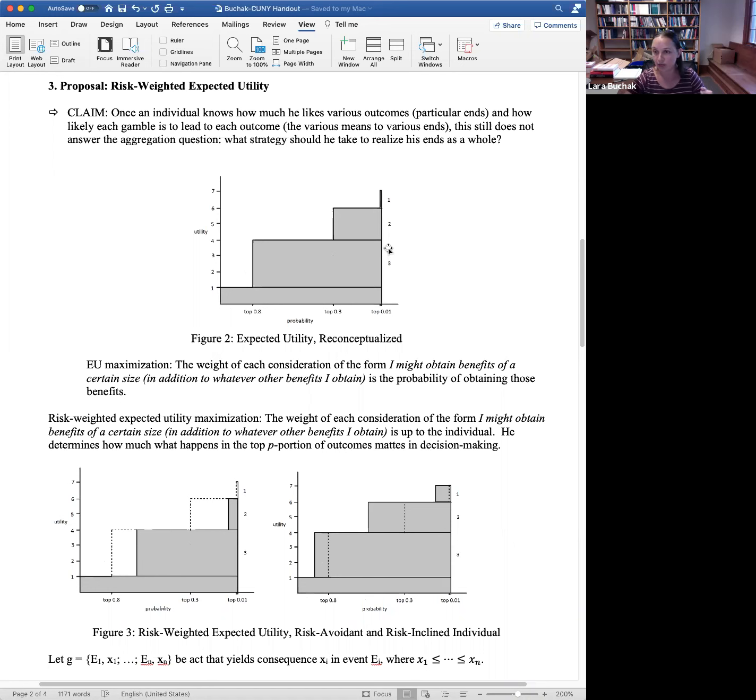In other words, in the top 80% of states, you'll get an additional utility value of 3. In the top 30% of states, you'll get beyond that an additional utility value of 2. And finally, in the top 1% of states, you'll get an additional utility value of 1. So those are the 4 considerations. Expected utility maximization says, what's the value of each consideration? Its probability.